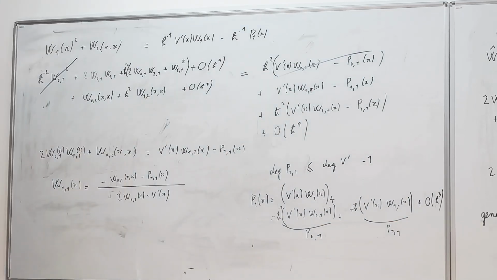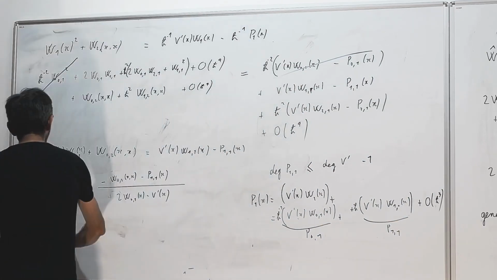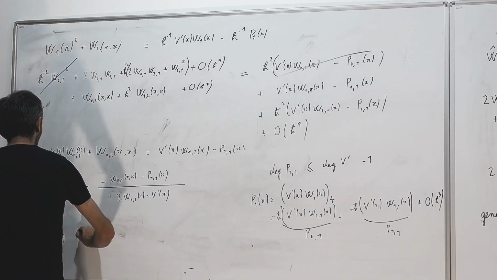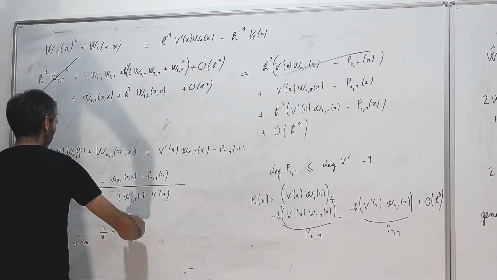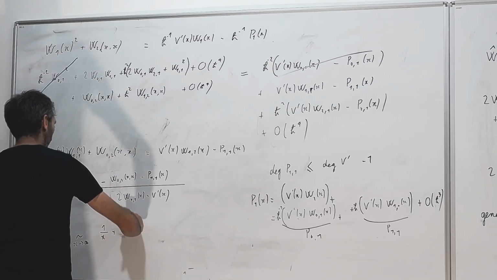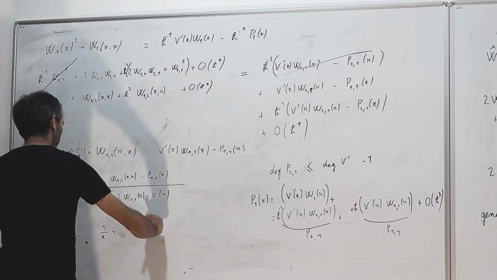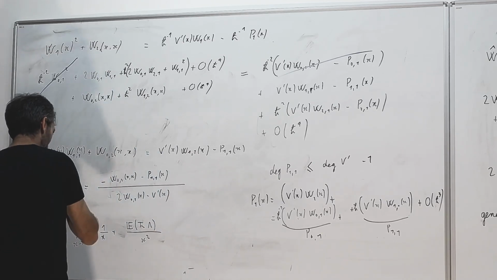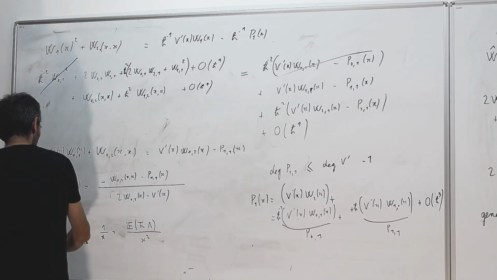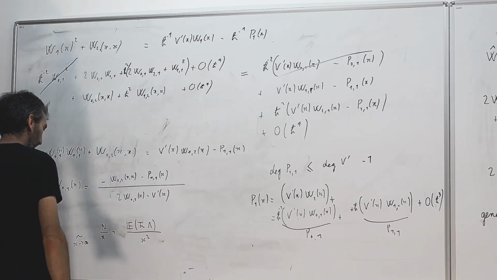There is something important to realize, is that we knew that W1 of x behaves when x goes to infinity as 1 over x plus, let's say, the expectation value of the trace of lambda to the x square.